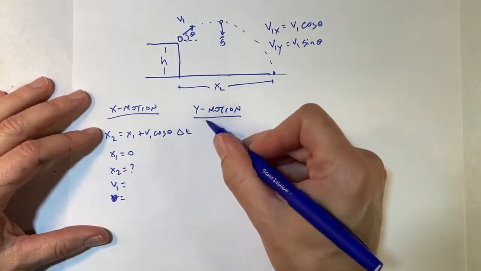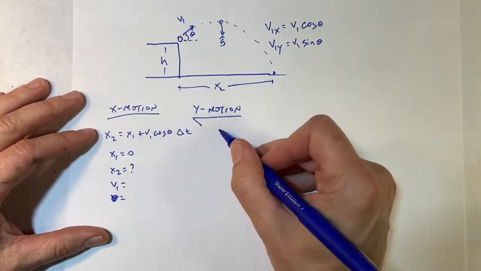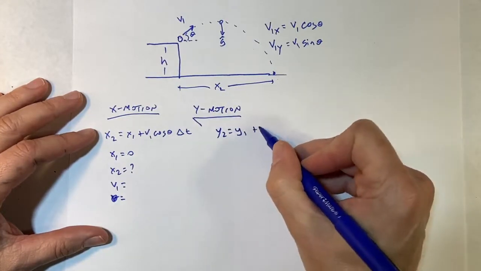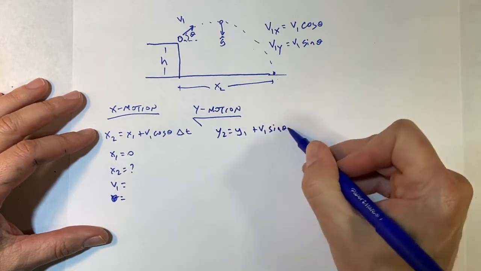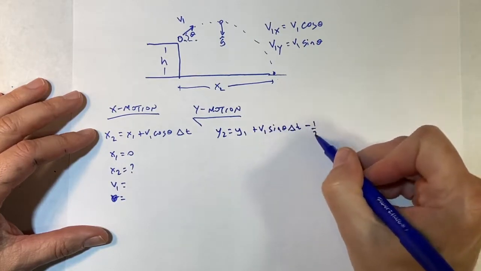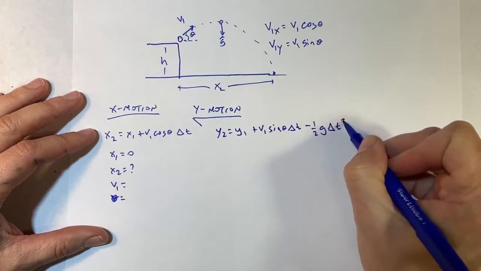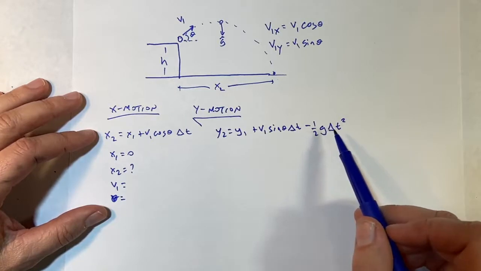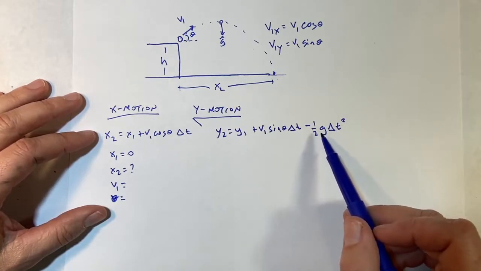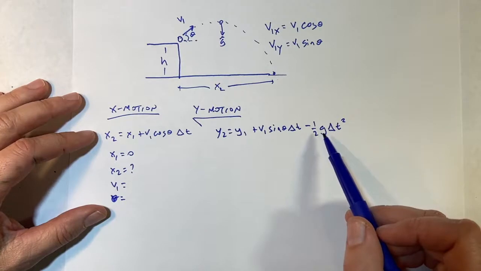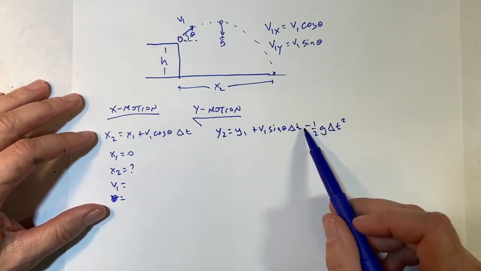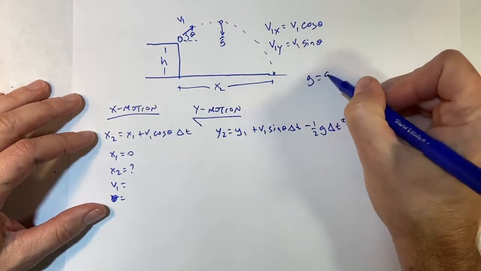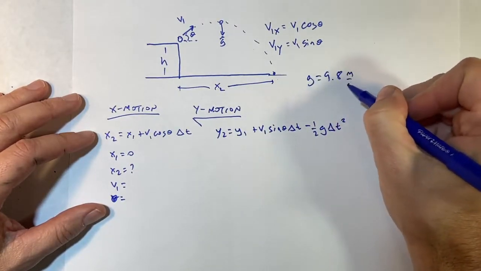Okay, now in the y motion, which I kind of messed up a little bit, I have the following equation: y2 equals y1 plus v1 sine theta delta t minus 1/2 g delta t squared. And that's what I did before. Now remember, this is a y component equation. So that g is not the vector g, that is the component of g in the y direction. That's why it's negative. And so that g is 9.8, not negative 9.8. G, the magnitude, is 9.8 meters per second squared.